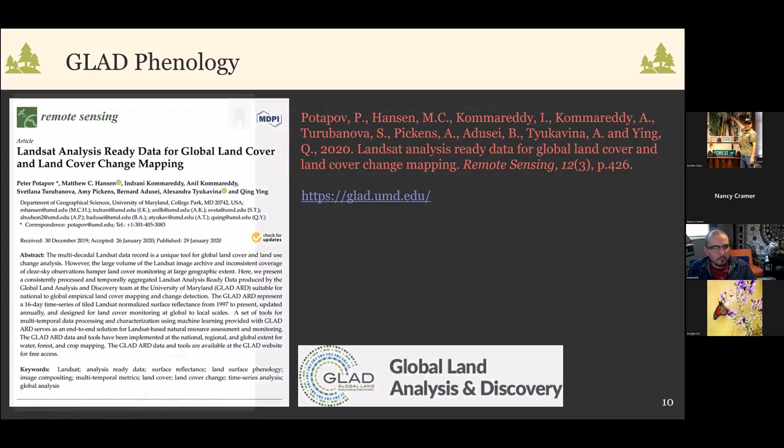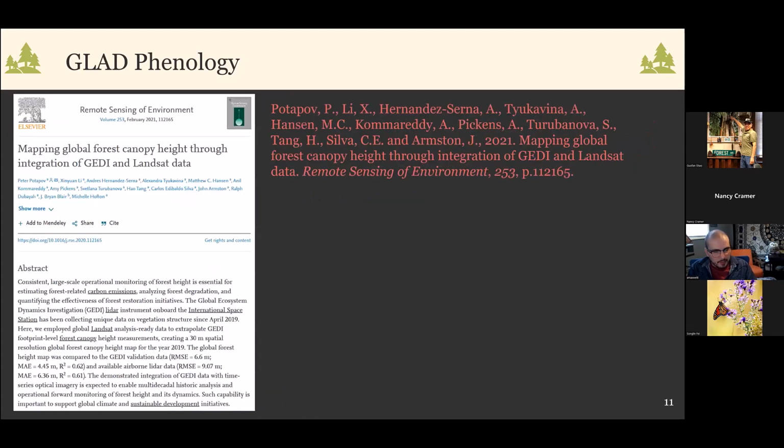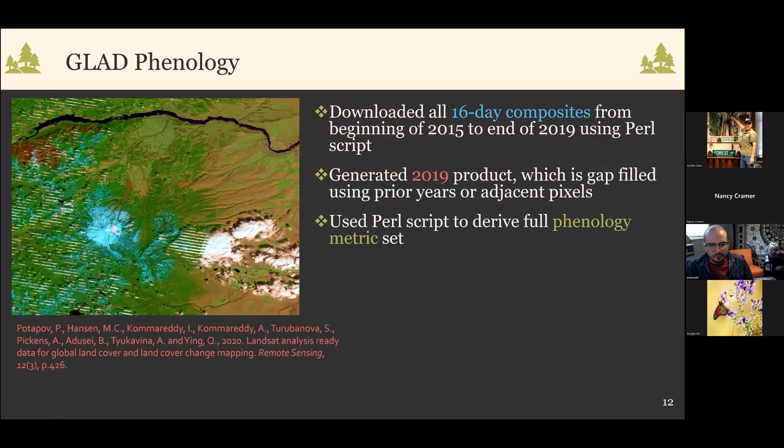Just as one example of that, this paper published in Remote Sensing of Environment discusses how they use these metrics and the GEDI LiDAR data that's collected from the International Space Station to create forest canopy height models for the entire globe. So these GLAD data sets became the feature space, or the predictor variables, used in those models for this specific task.